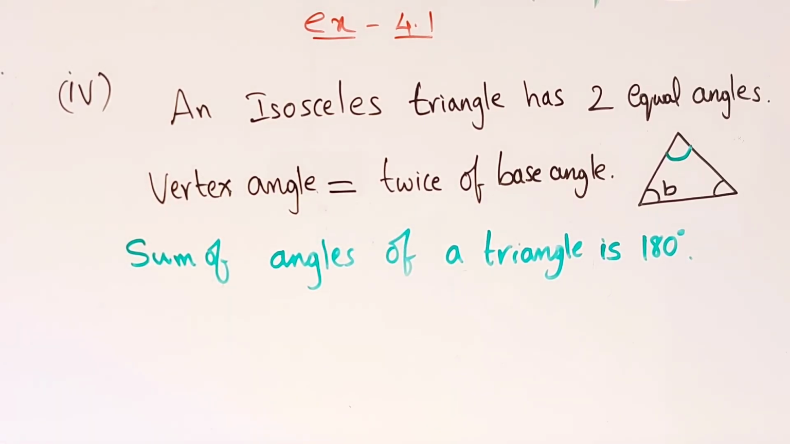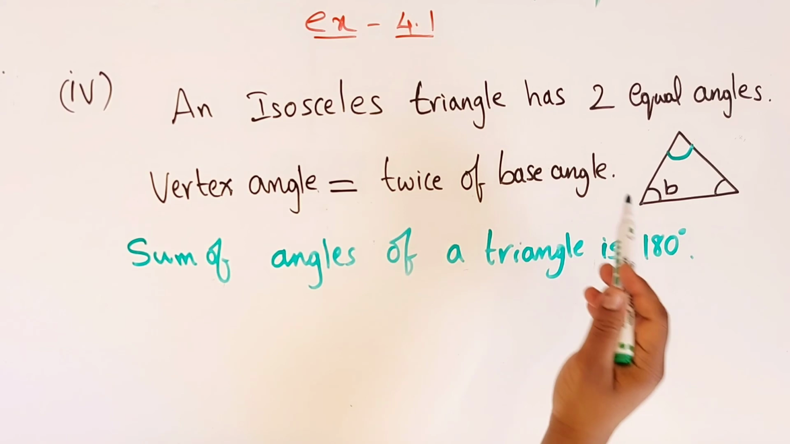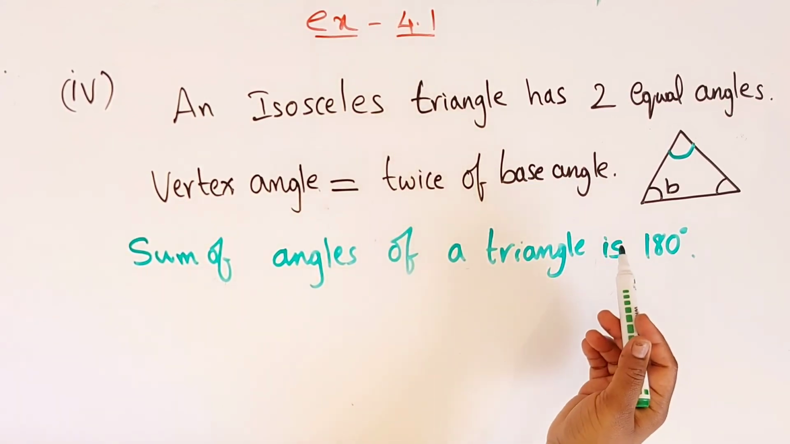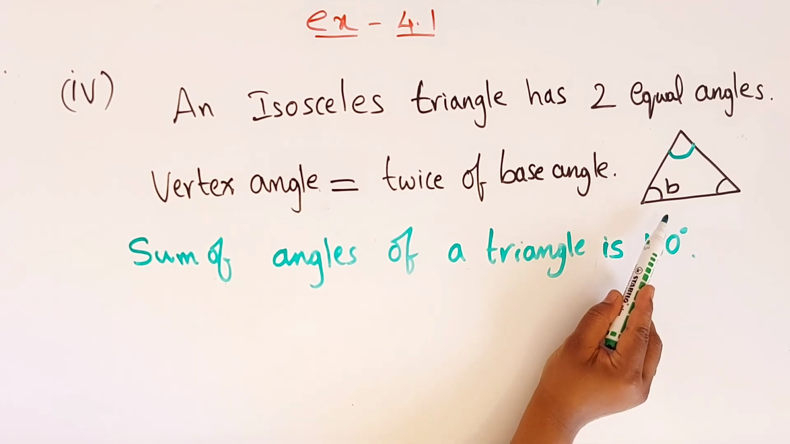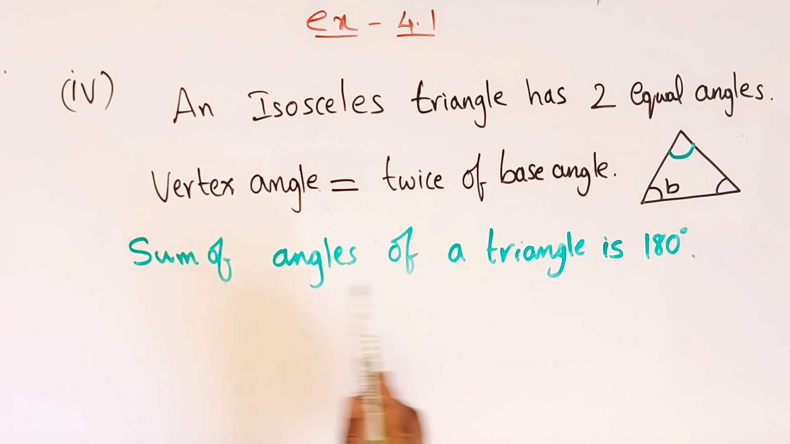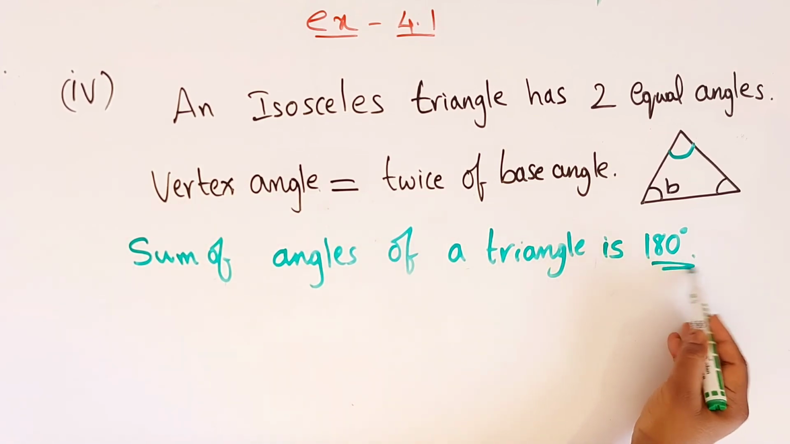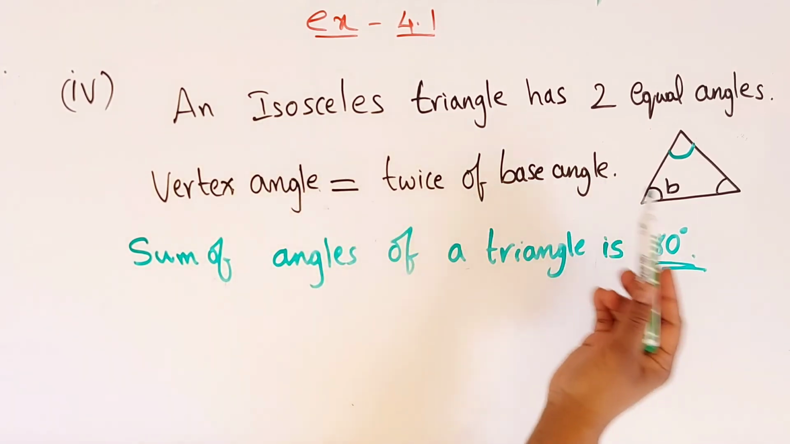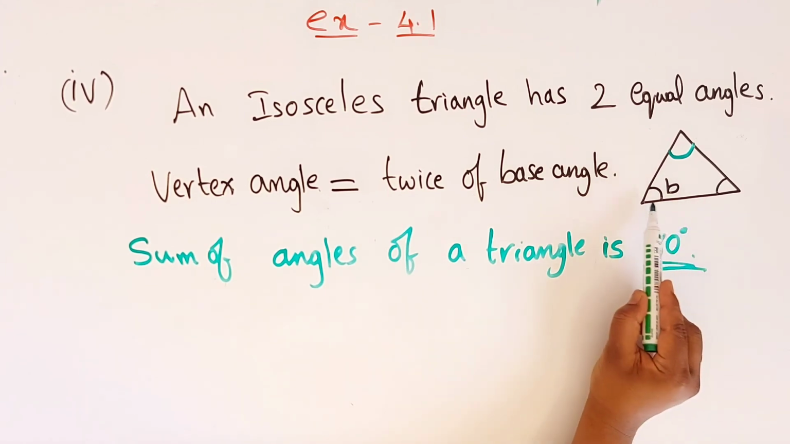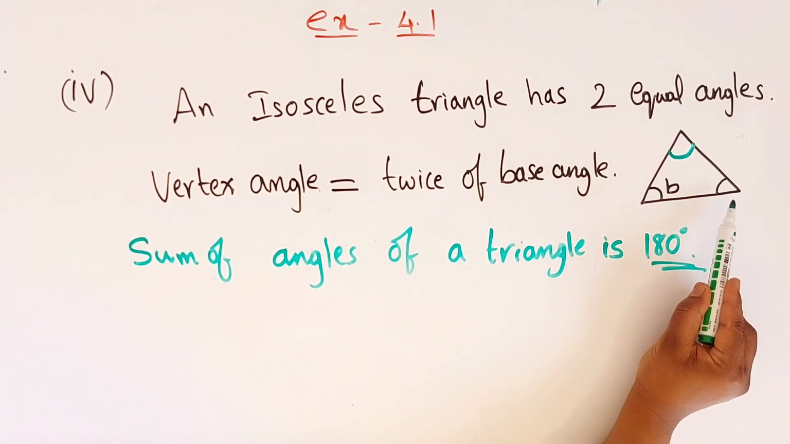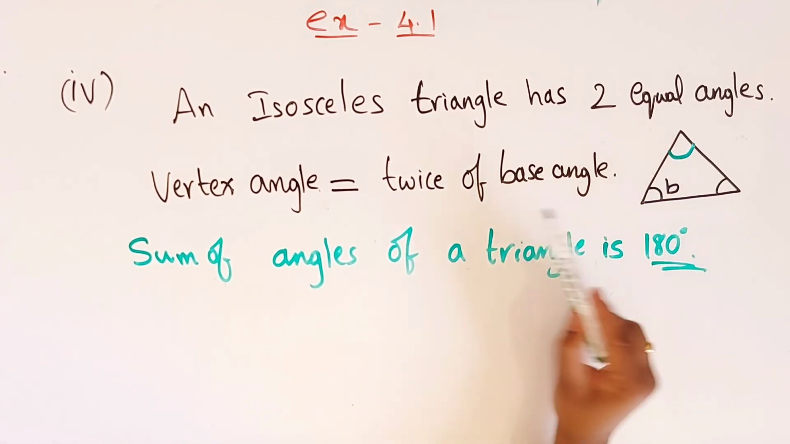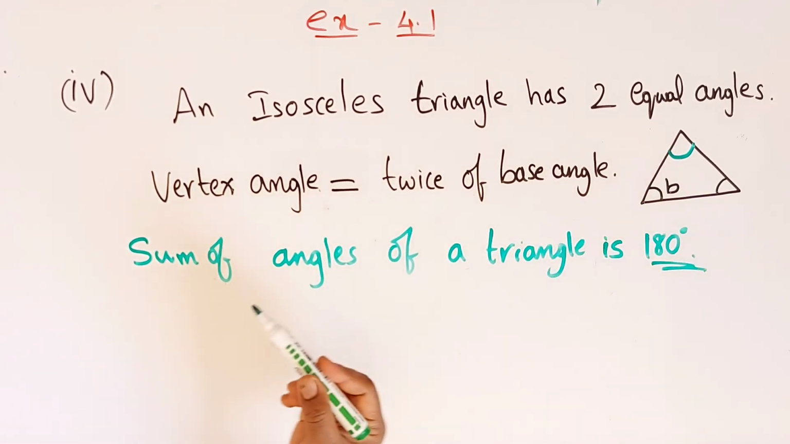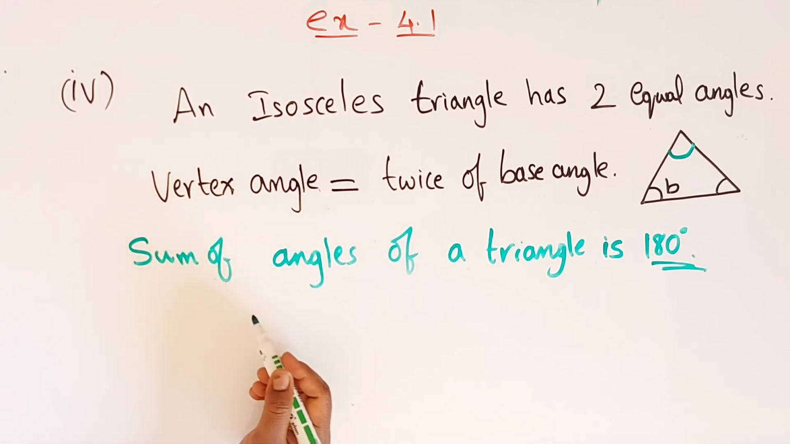Fourth one children. In an isosceles triangle, the vertex angle is twice either base angle. Let the base angle be B in degrees. Remember that the sum of angles of a triangle is 180 degrees. Right children? We know that isosceles triangle has 2 equal angles. If this is B means this is also B. Now they are saying that vertex angle is twice of base angle. Right children? Vertex angle is twice of base angle.